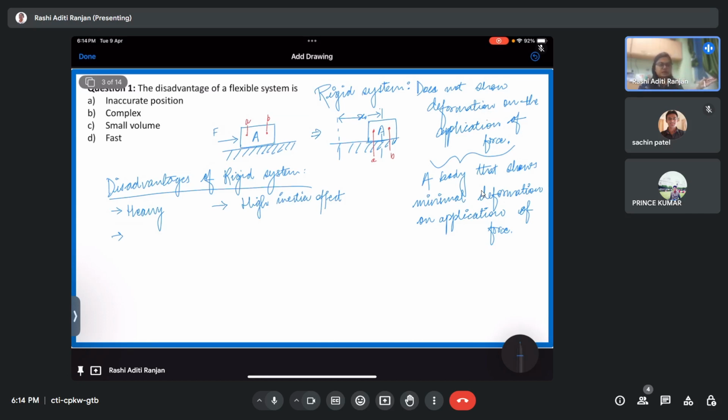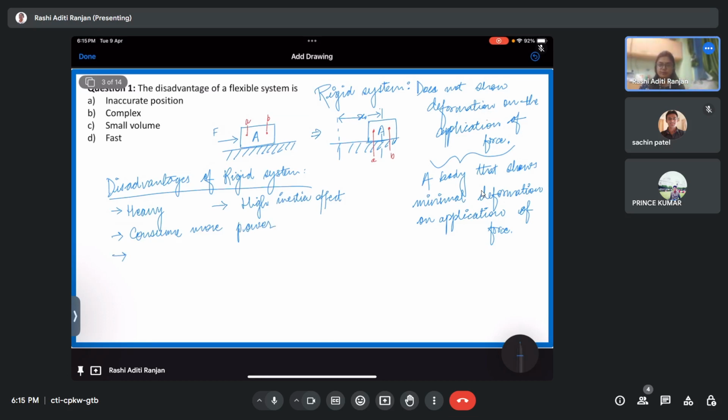As compared to the other material, let us say if I take a bucket of plastic, right? Because it is going to have lesser weight. So definitely the metal one is going to consume more power. Right? Then, since it is heavy, it is having high inertia effect.